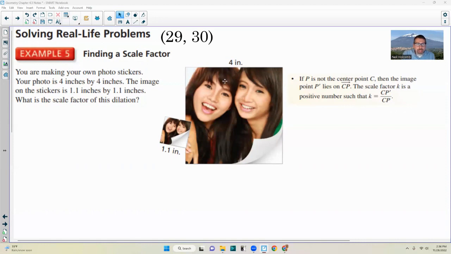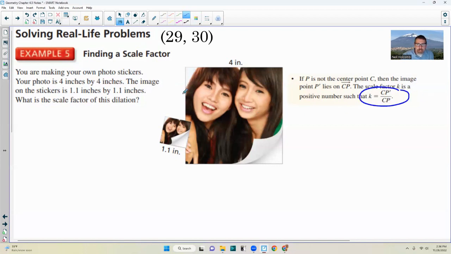So we're going from a large image to a smaller, or large pre-image to a smaller image. Therefore, if we think of this rule here, k has to be between 0 and 1, which means the numerator is less than the denominator. Think about that, okay? So you're making your own photo. What is the scale factor of this dilation?